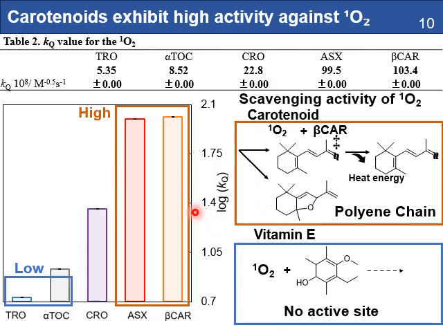For singlet oxygen, vitamin E shows very low activity. In contrast, astaxanthin and beta-carotene show strong scavenging activity, and crocin showed moderate activity. From a structural point of view, this difference in singlet oxygen scavenging activity is mainly attributed to the polyene chain.